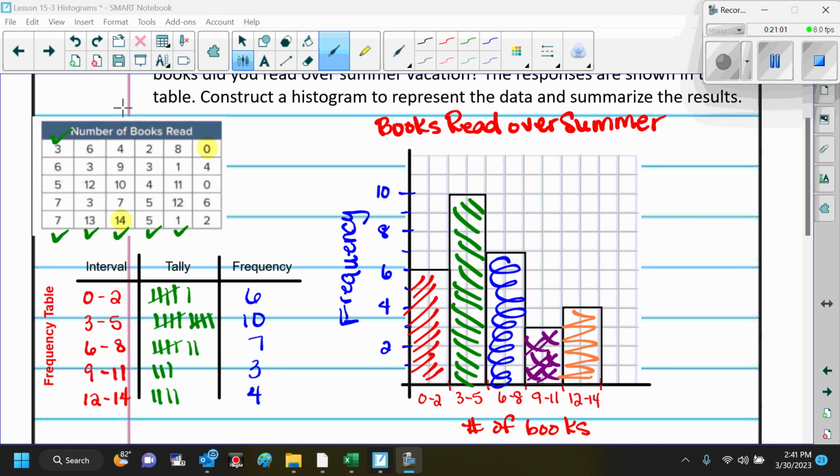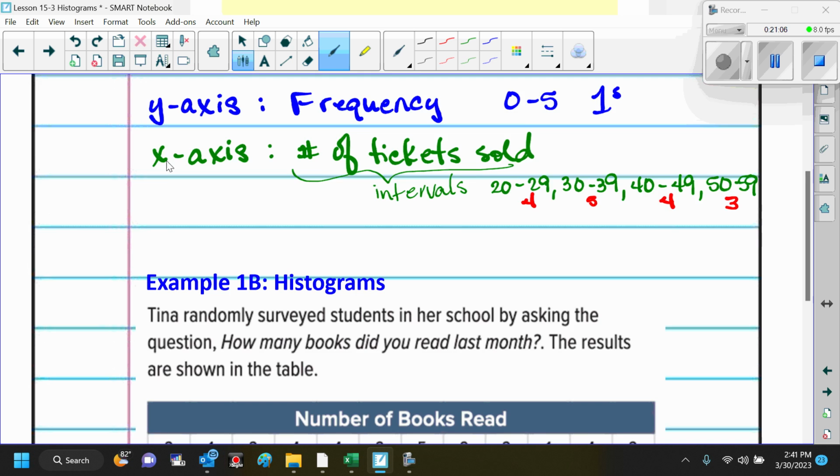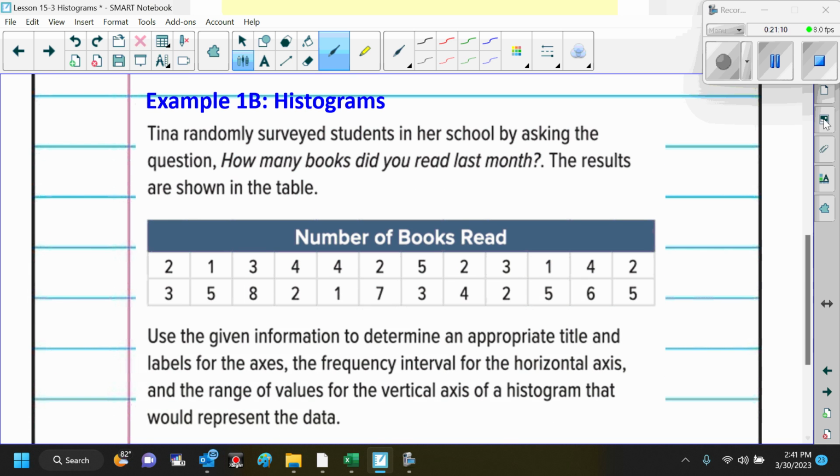So now I would like for you to go back to example 1B and example 2B, and I would like for you to do those on your own. So press pause on this video, and press play again and check your answers when you're done.